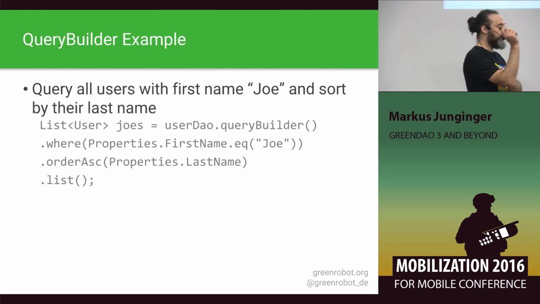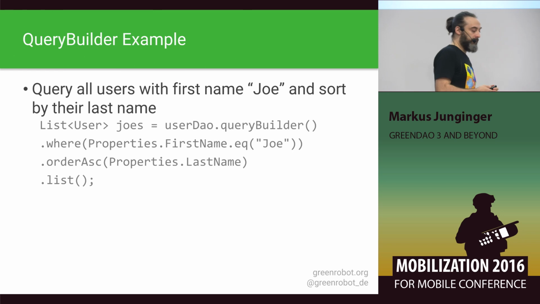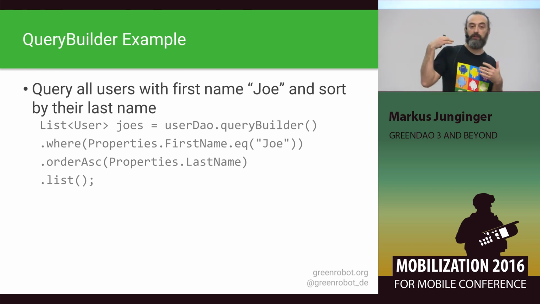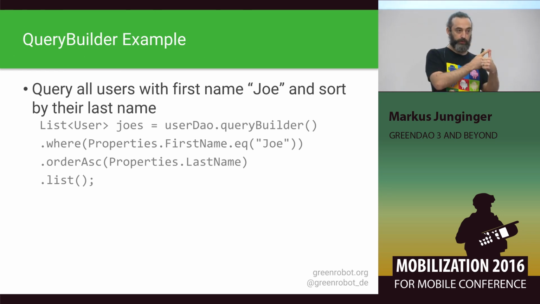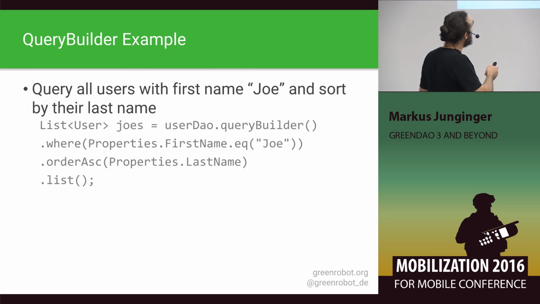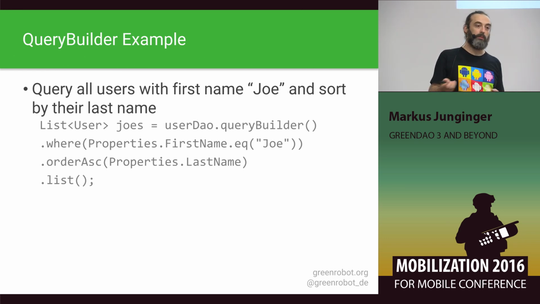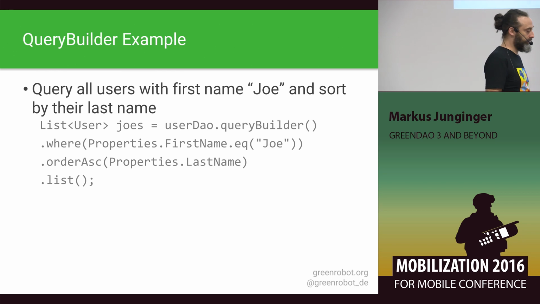So let's see how an example looks when we query users, and we want to match Joe with the first name, and also sort by the last name. This is how it looks with greenDAO. You create a query builder, and you just say, so this is one of the generated objects I talked about earlier. And you just say, the first name should equal Joe. And I want to order this by the last name. And all of this stuff is checked at compile time. So you cannot mistype any SQL or something.